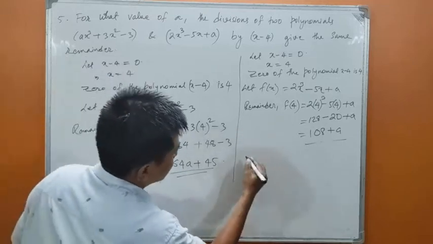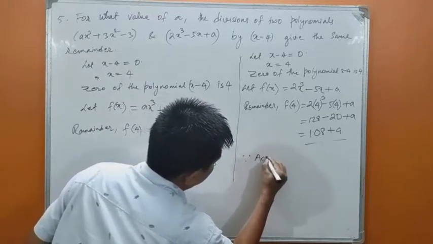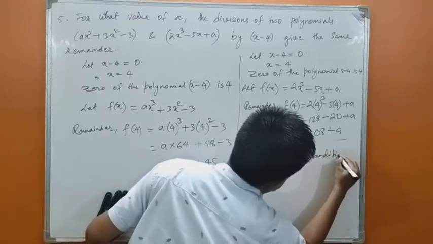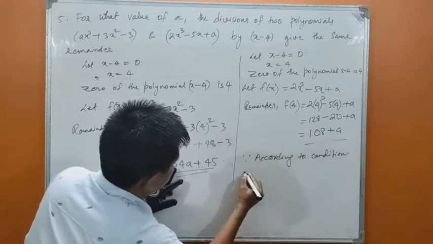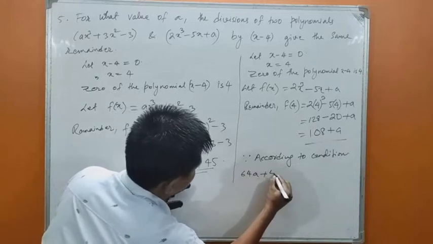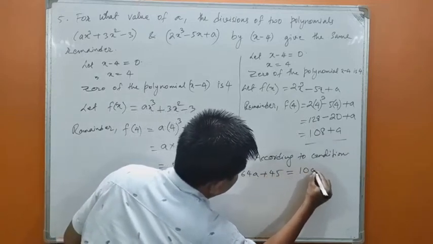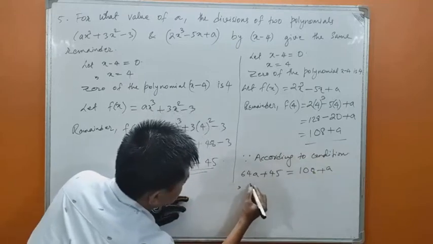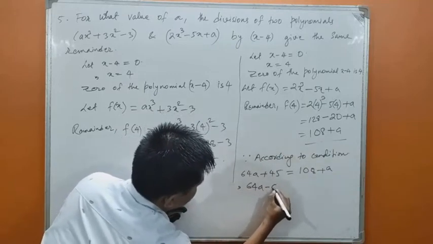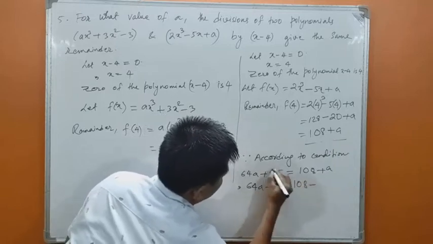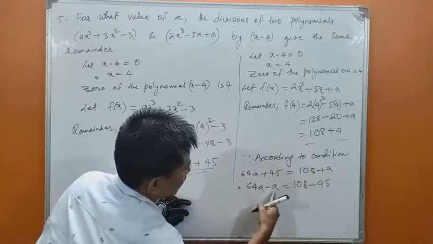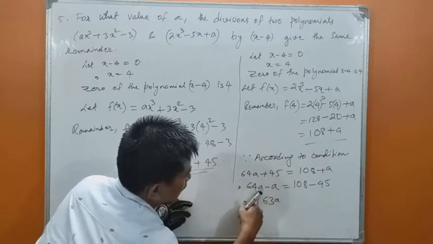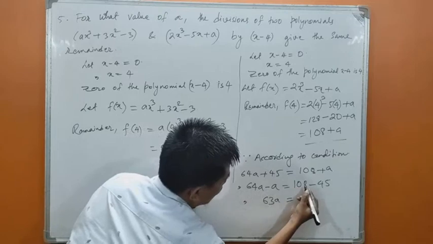Let me continue from here. Okay, since according to the condition, the two remainders are equal, isn't it? 64a plus 45 equal to 108 plus a, or bring this a to the left hand side and take this 45 to the right hand side. 64a minus a equal to 108 minus 45, plus a becomes minus a and plus 45 becomes minus 45, or this becomes 63a, 64a minus 1a is 63a equal to 108 minus 45.